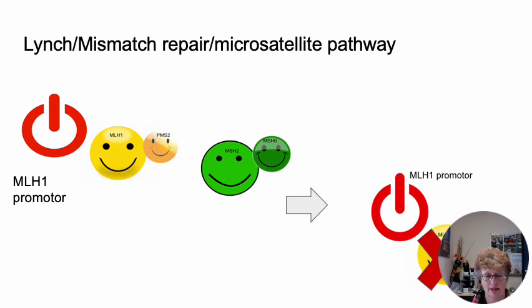Now that was quite complicated, so let's take a moment to think about it. What would happen if the MLH1 was mutated? If the MLH1 is mutated, then the pathway doesn't work, and people have a very high risk, more than 60% chance, of getting colorectal cancer during their lifetime.